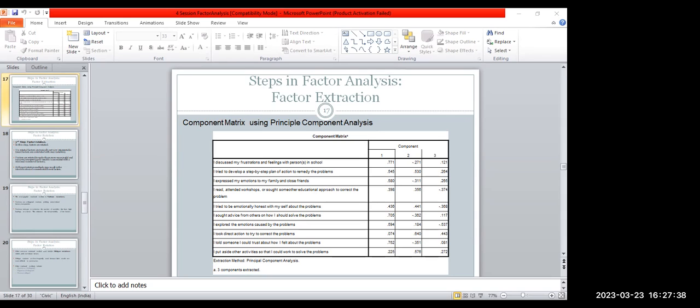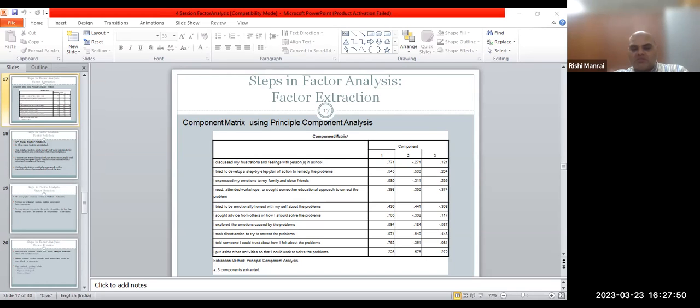Sir, in case a particular variable or indicator or item is loaded on two factors, is it a case of multicollinearity? Yes, it is not considered good because it is multicollinear. So we have to check this in factor analysis. This is also one of the conditions. It is always recommended that a particular item should not be loaded on more than one factor.